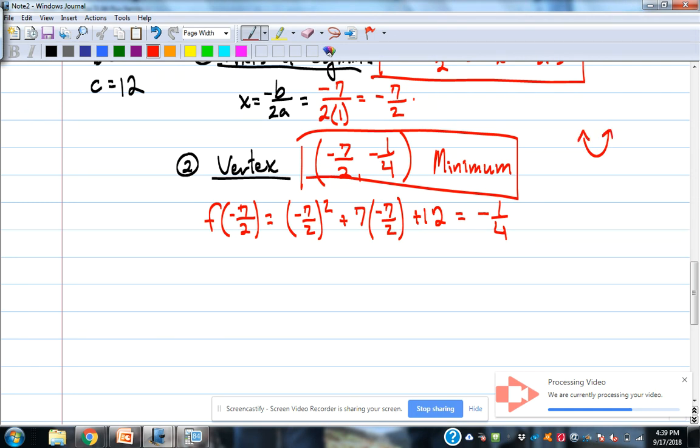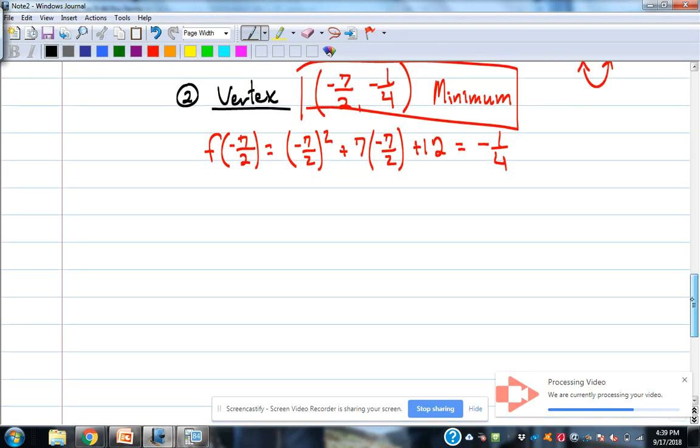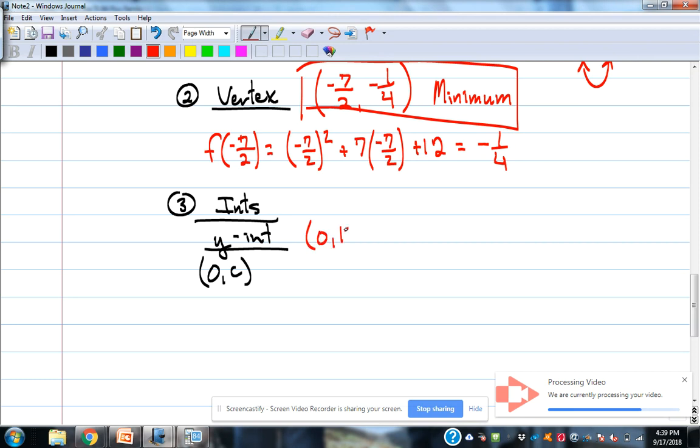All right. Now, the next thing we're going to find are the intercepts. Y-intercept. It's the easy one. Remember, the y-intercept is always (0, c) if we're in standard form. We're in standard form. What's c? 12. So this one should be at (0, 12), automatically, because it's in standard form.